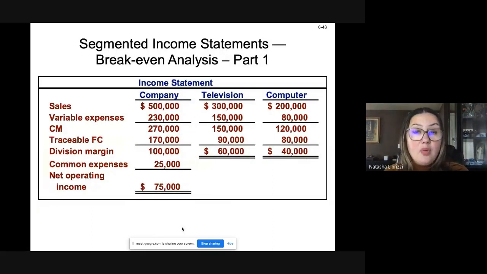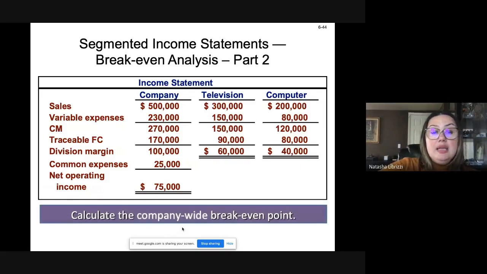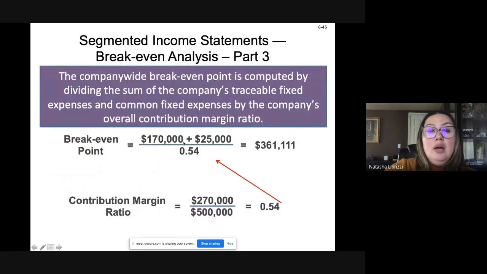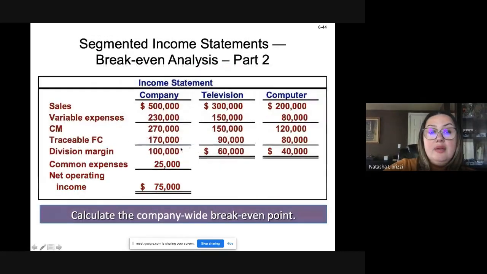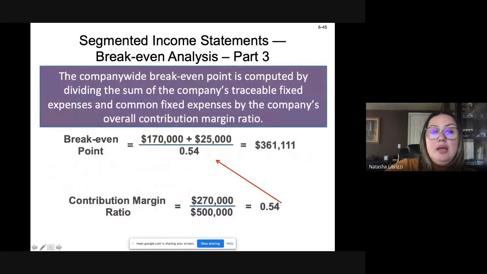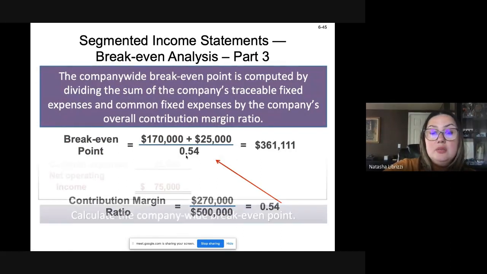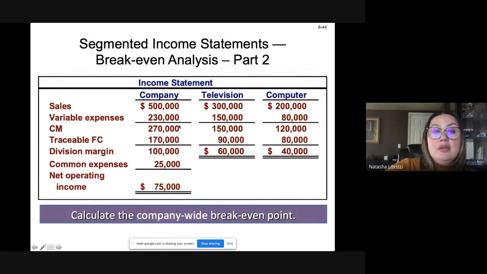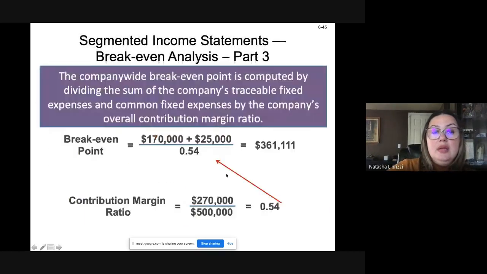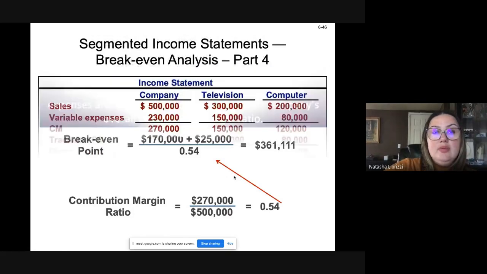So how do we do break-even analysis? It's the same we did before, right? You can do this and allocate how we did this for multi-product, same concept. Calculate company-wide break-even point. We're going to do overall 170 traceable fixed costs plus 25, divided by my contribution margin. The way we calculate contribution margin, we took 270 divided by 500. So we took contribution margin divided by sales. So this is not new. This is a review. We've done this before.